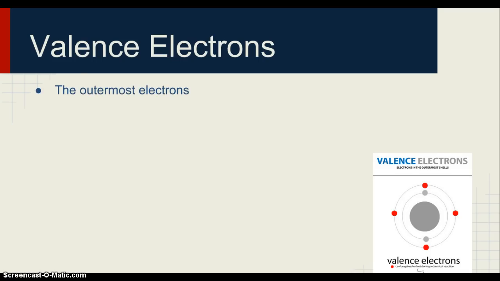What are valence electrons? They are the outermost electrons. Only the outermost electrons are going to be the ones involved in reactivity, so we don't care about any of the ones inside. Take a look at that atom down on the bottom right there. See if you can figure out what it is. Take just a minute, look at your periodic table.